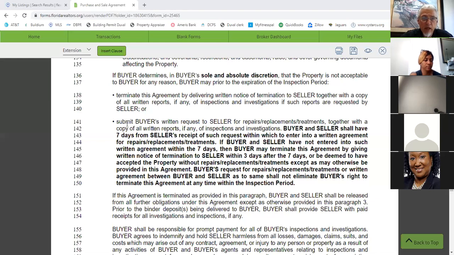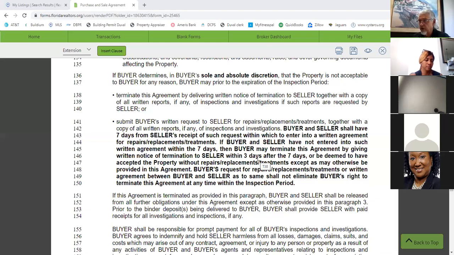And then option B is to submit the buyer's written request to the seller for repairs, replacements, treatments, together with copies of the written reports, if any, of the inspections and investigations. Buyer and seller have 7 days from the seller's receipt of such request in which to enter into a written agreement for repairs and treatments. And that means that the seller has up to 7 days after the receipt of the request, not 7 days after the 10-day period.